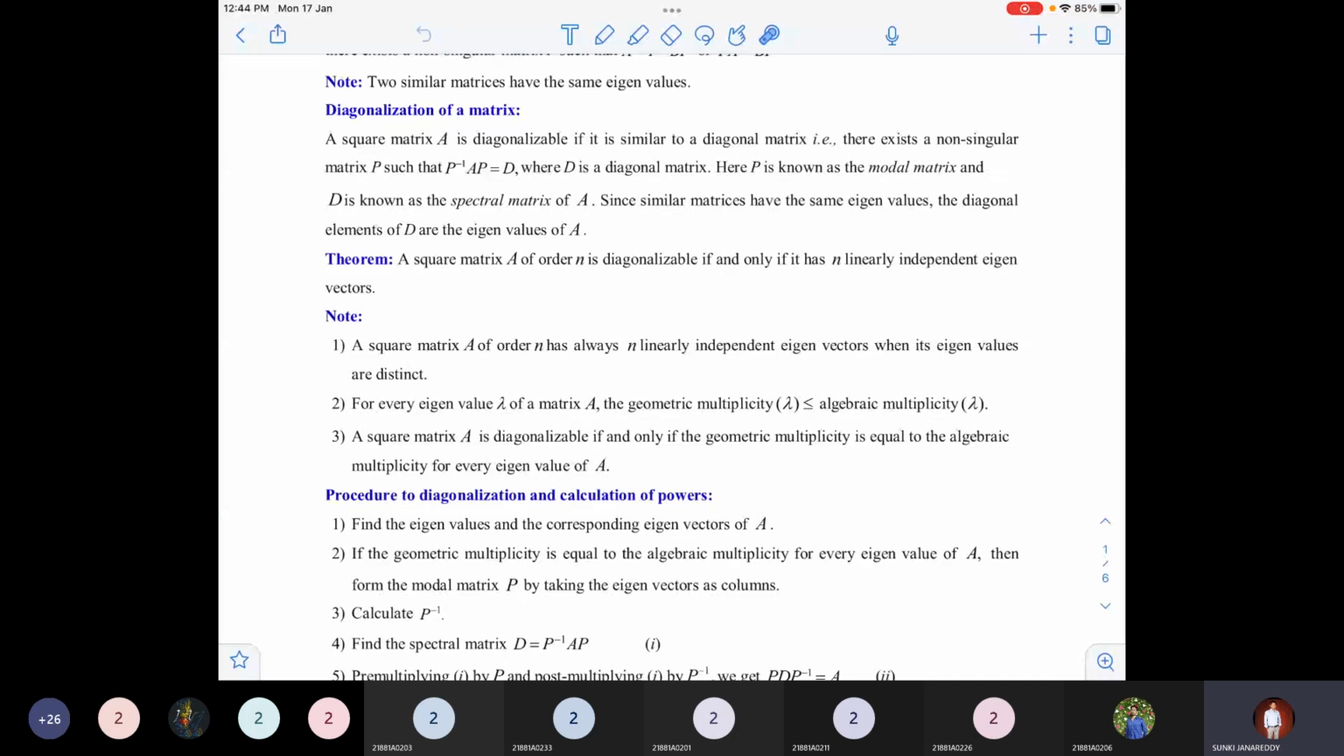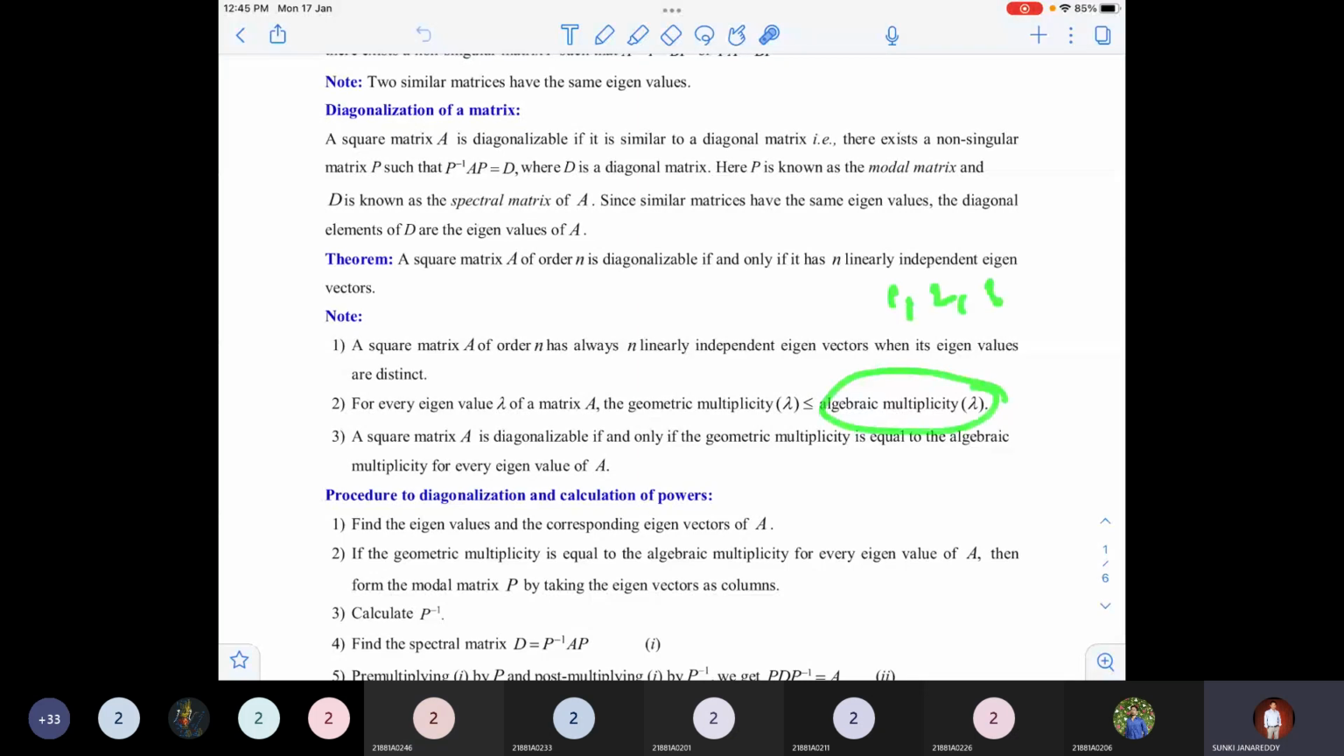Next, for every eigenvalue lambda of matrix A, the geometric multiplicity is less than or equal to the algebraic multiplicity. What is algebraic multiplicity? Any one of you please tell me. Repetition of eigenvalues, very good: how many times an eigenvalue is repeated.